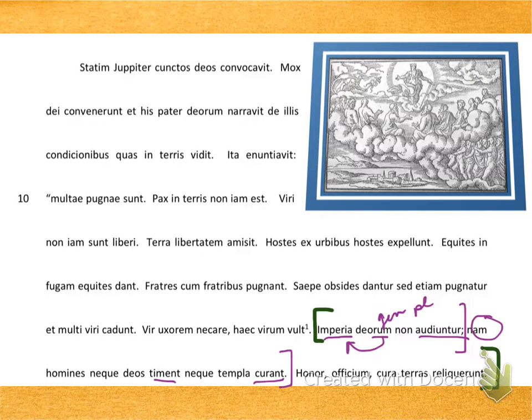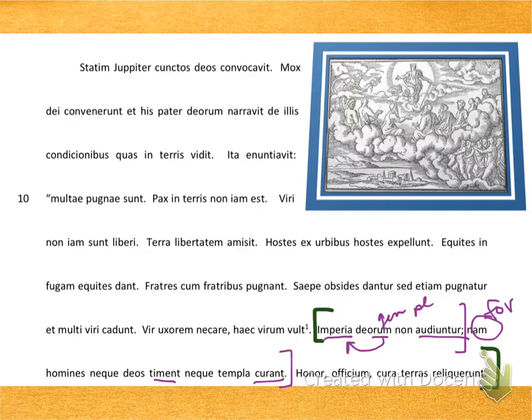Nam is a conjunction, and it is often very confusing to people because it means for. Its purpose is to communicate why the statement that was just made has been made. What is the reason that the imperia of the deorum are not being audiuntur? Nam homines neque deos timent neque templa curant.